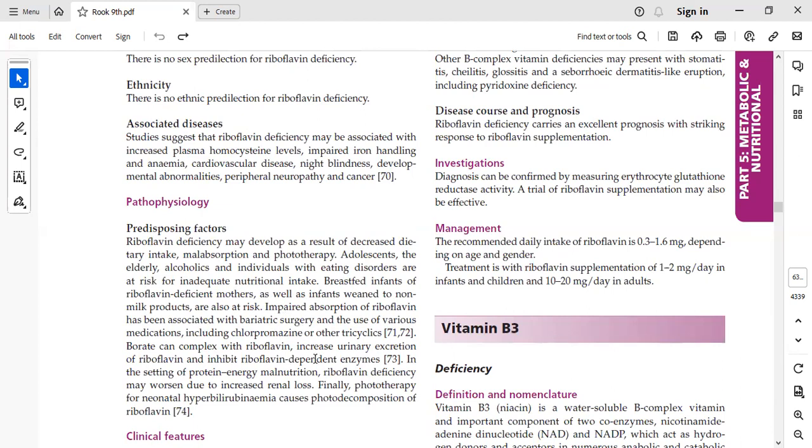Besides this, some drugs that interact with its absorption include the tricyclic antidepressants and borate. Borate is a compound which is found in pesticides and fungicides. In case of acute ingestion in suicidal attempts, you see acute deficiency of riboflavin because of this borate. Borate found in fungicides makes complexes with riboflavin, binds with it, and causes decreased serum level of riboflavin.